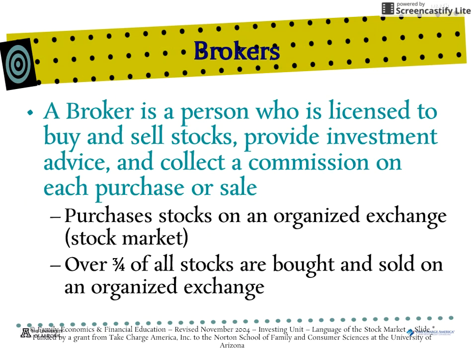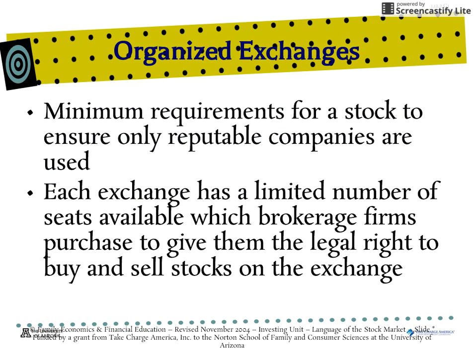So how do you purchase stock? You purchase stock through a broker, and a broker is a person who has a license to buy and sell stock. They provide investment advice and collect commission on each purchase or sale. You purchase stock on an organized exchange, the stock market. Over three-quarters of all stock is bought and sold on an organized exchange. Organized exchanges have minimum requirements for a stock to ensure all reputable companies are used. Each exchange has a limited number of seats available, which brokerage firms purchase to give them the legal right to buy and sell stocks on the exchange.